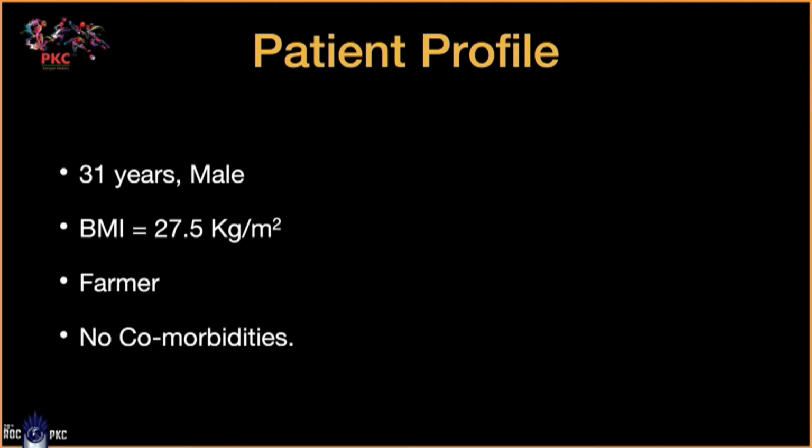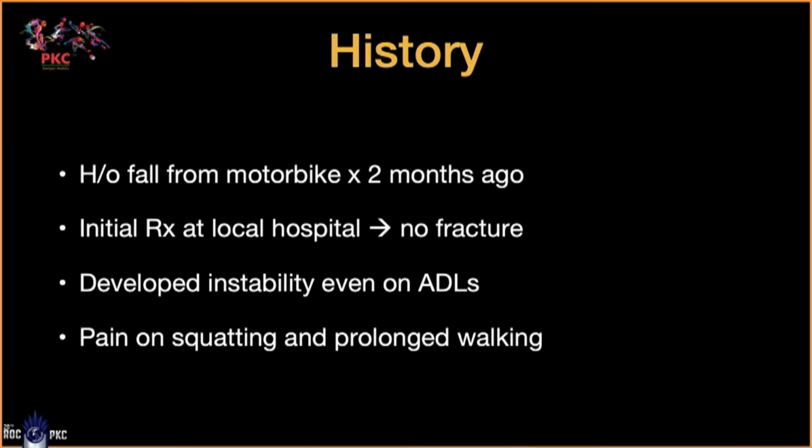So his patient is a 31-year-old male who's a farmer, well built, no comorbidities. He sustained a fall from a motorbike about 2 months back. He did not have any bony injury. However, he developed instabilities and now he's unstable even on performing activities of daily living. He does complain of pain on squatting and prolonged walking and his farming activities.